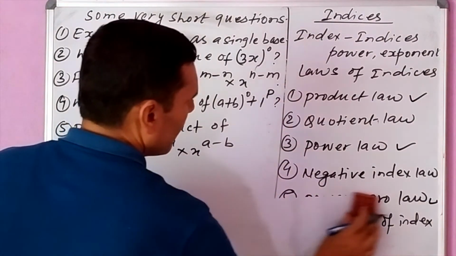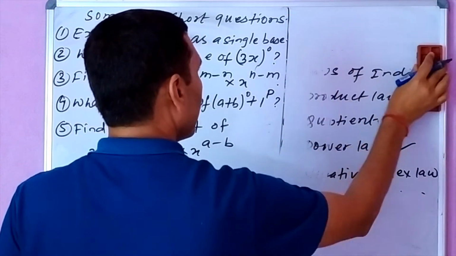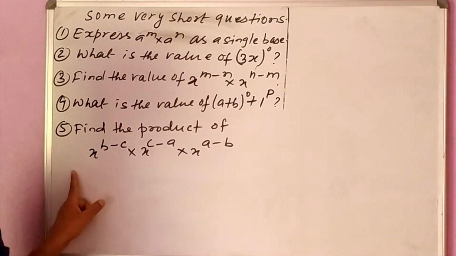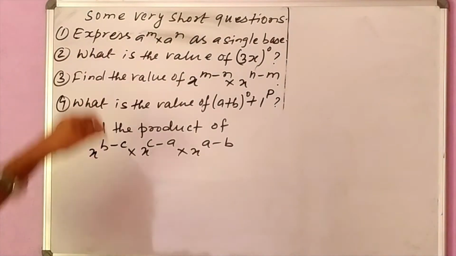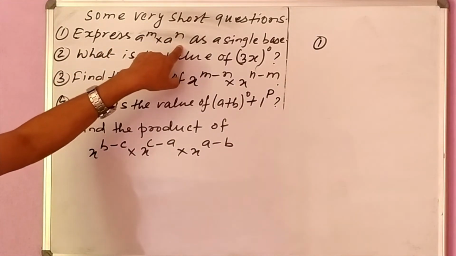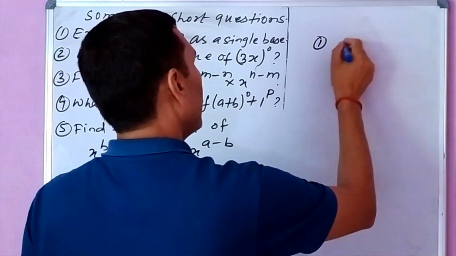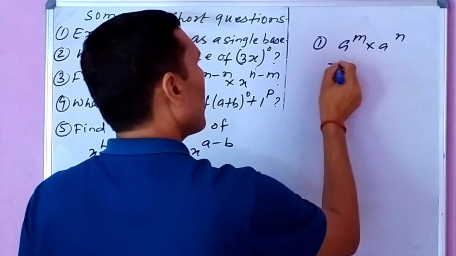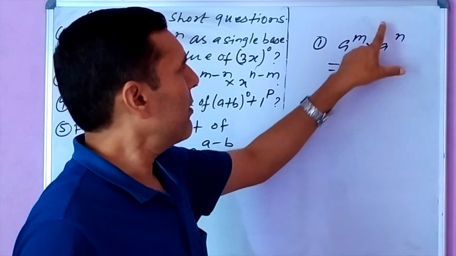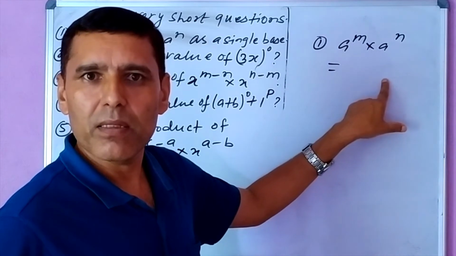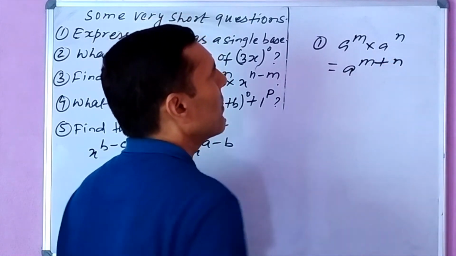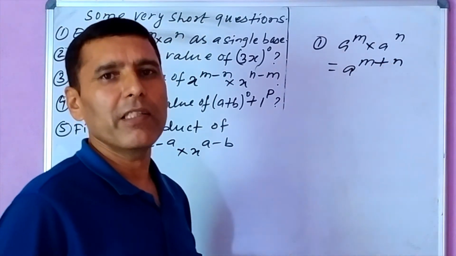So after knowing these basic laws of indices, now we have some very short questions, 1 mark questions in the exam. What is our first question? Express a to the power m into a to the power n as a single base. Here you can see that we have the same base: a to the power m into a to the power n. Product form, same base. So we know that according to the product law of index, a to the power m plus n, and the powers on the same base are added together according to their sign.